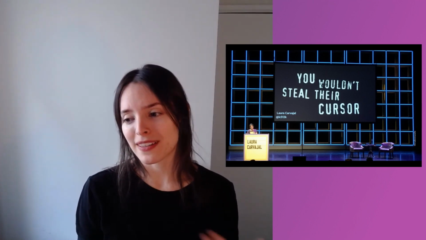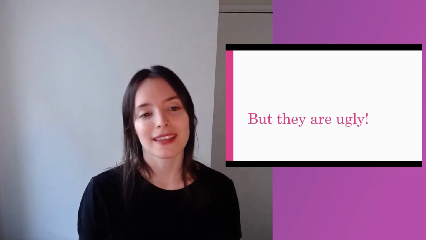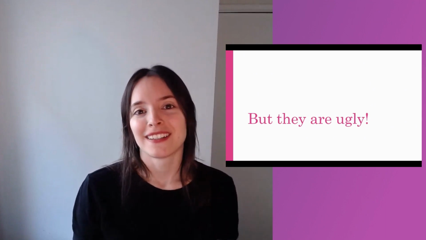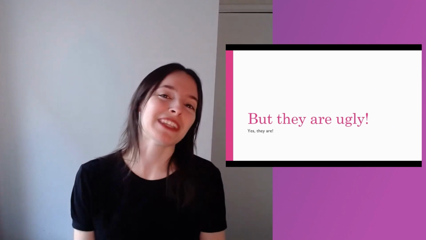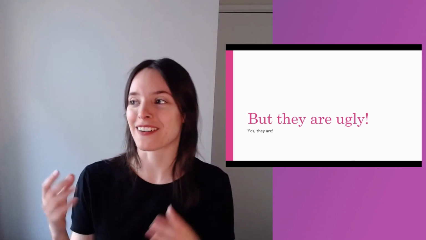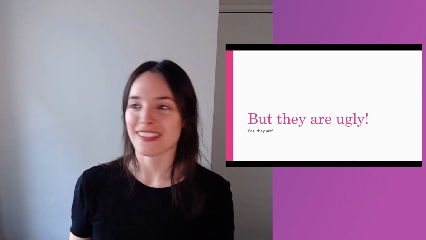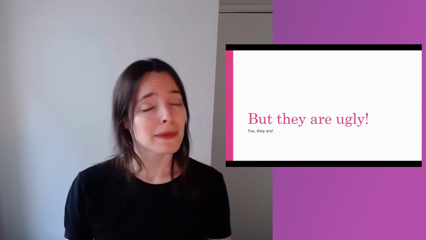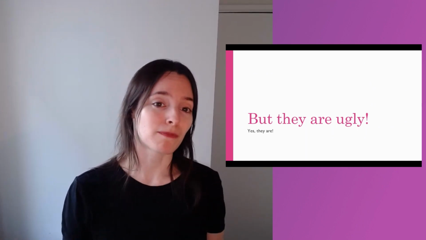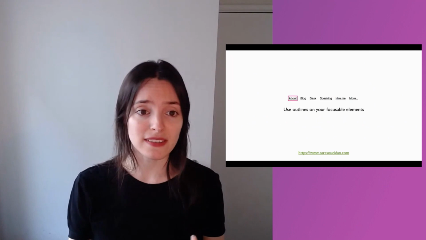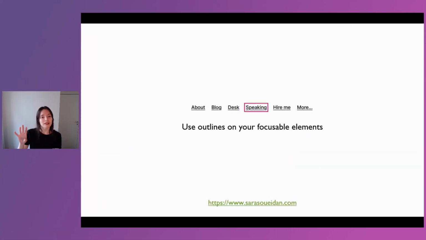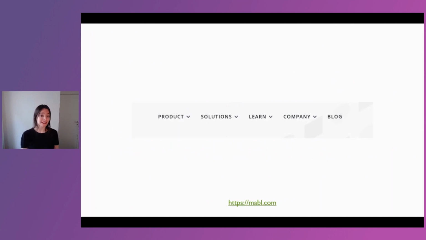What I always get as a response for outlines is, but they are ugly. And you know what? Yeah, they are. I mean, the official outlines are like this bluish, resplendent thing, and it's not nice. So I get it. They are ugly, but they don't have to be, because you can change them. So you can do something like this, where it pops up slowly. That is beautiful. You can also do something like this. Why not?